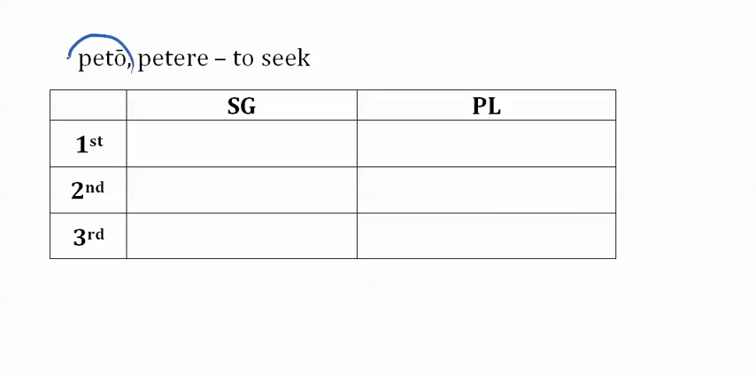Here is the first word of my dictionary definition, peto. Since I know that that's the first person singular, I'm just going to copy it exactly as it appears in the dictionary definition onto my chart for the present tense. Peto means I seek or I am seeking.